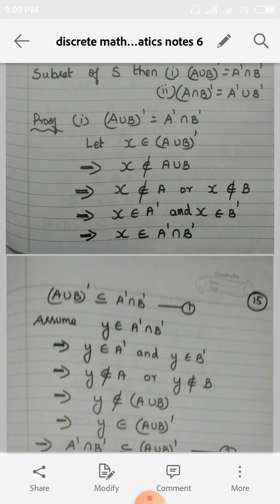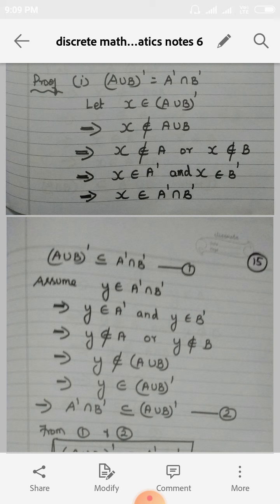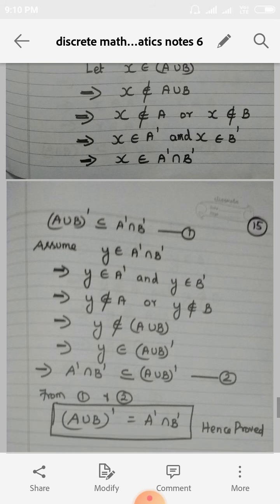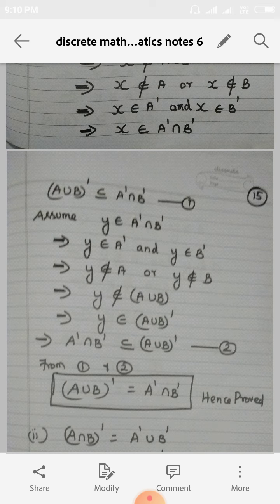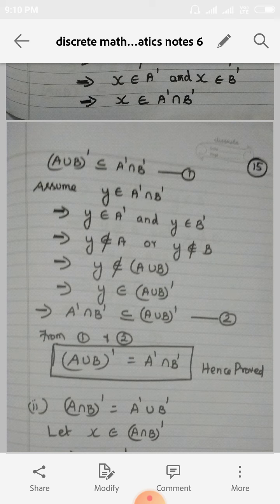Equation number 1. Let us consider the right hand side and take another variable y, to differentiate. Let y belong to A dash intersection B dash. So y belongs to A dash and y belongs to B dash. So y does not belong to A and y does not belong to B. This implies y does not belong to A union B, and this implies y belongs to (A union B) dash. That is, A dash intersection B dash is contained in (A union B) dash. From 1 and 2 we get (A union B) dash is equal to A dash intersection B dash.